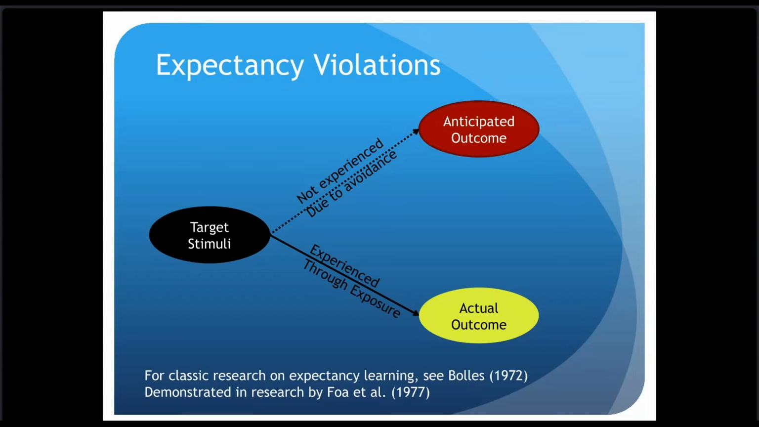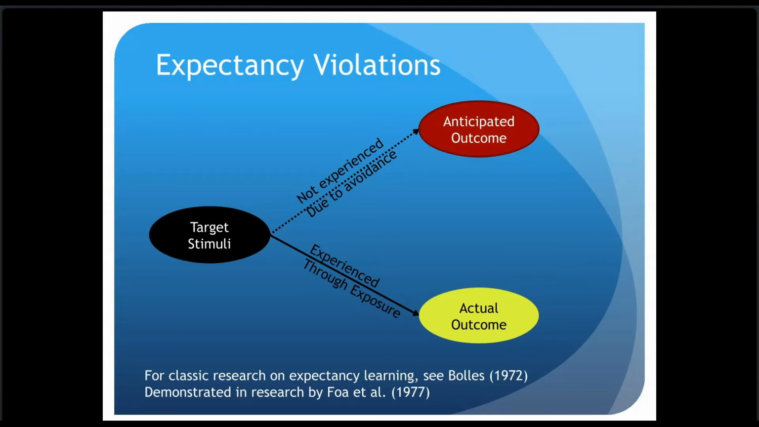And interestingly, this aspect of expectancy violations was actually demonstrated in a publication by Foa and her group in the late 70s. So it's interesting, 9 years prior to Foa and Kozak's formal model indicating that you must elicit fear during exposure, Foa also showed that in controlled settings, you can do exposure where you don't elicit fear. I'm going to describe that in just a second.